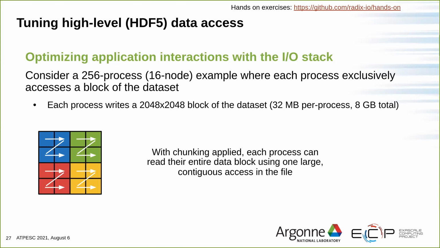Next, we'll consider what happens when we apply chunking. With chunking applied, we no longer have to have this seek for each process. The blue process here would read all 4 of these chunks contiguously from the file. There's no seeking that needs to happen.